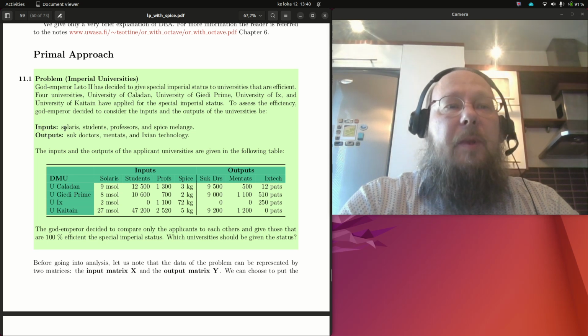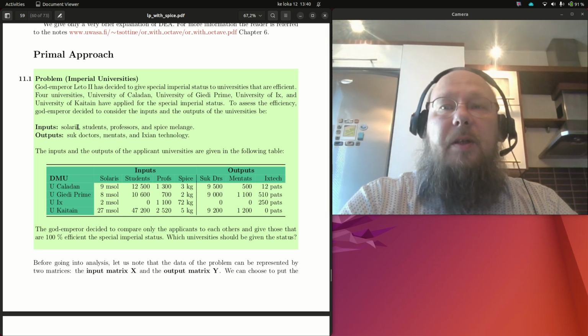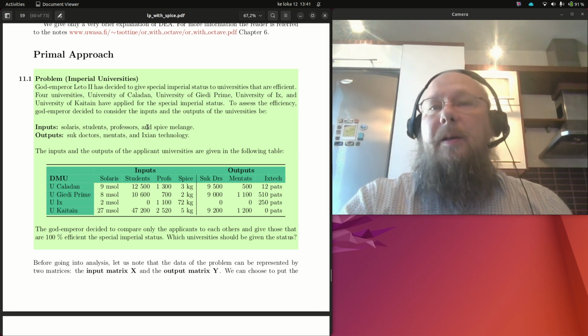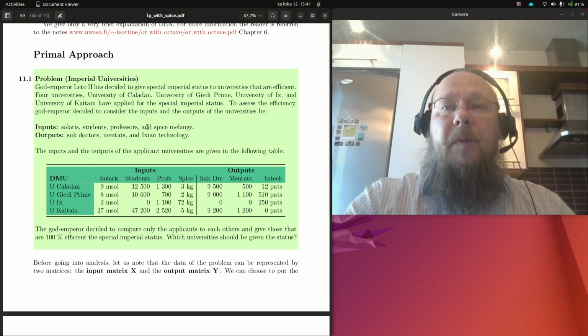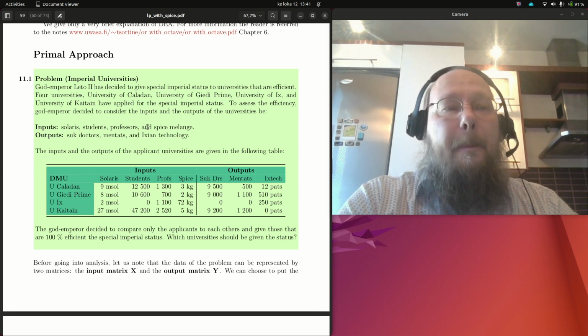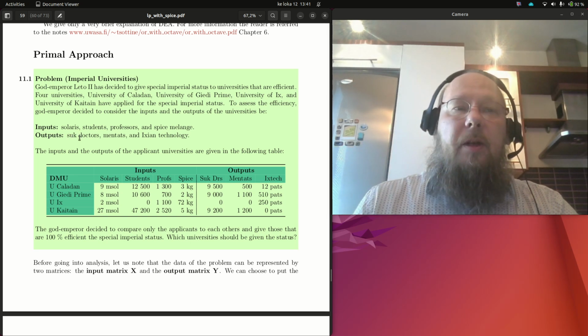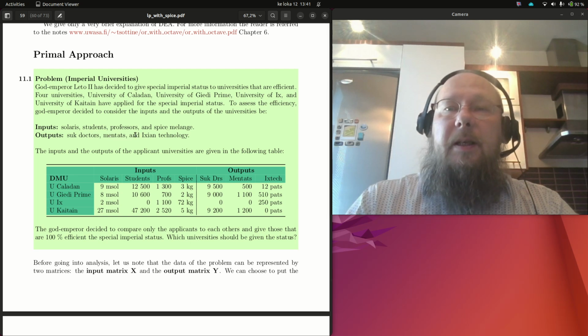The inputs are chosen to be Solaris, so the budget of the university, the number of students they have, the number of professors, and then the universities also use this famous spice melange. So how much spice melange is used by the university, consumed by the professors, I suppose. Then there are outputs. There are 3 kinds of outputs: Suk doctors and mentats, so students become Suk doctors or mentats, and then they also develop Ixian technology.